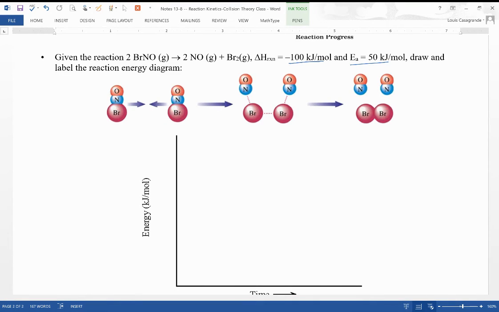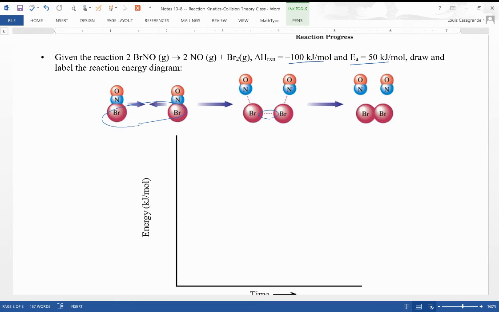By the way, notice that orientation-wise, the two bromines here have to come together because we need to be able to form that bromine-bromine bond. If the two bromines do not come into contact, and I don't know if it has to be exactly like this, parallel to each other, but if they do not come into contact, then this reaction won't occur, and the molecules will bounce off without a reaction happening.